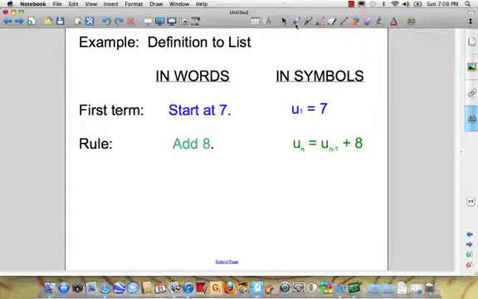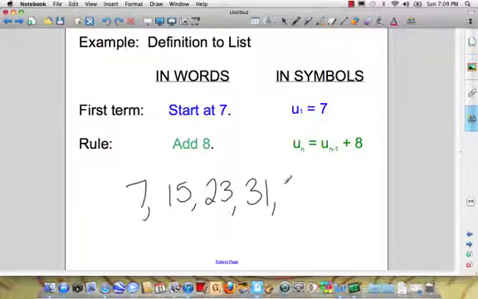Okay, from that we should be able to write a list. So I'm going to write the first, let's say, 6 terms of the sequence. Well, where do I start? I start at 7. What do I do? I add 8. 7 plus 8 is 15. 15 plus 8 is 23. 23 plus 8 is 31. 31 plus 8 is 39. 39 plus 8 is 47. And you could keep going as far as you wanted. I'll just put 3 dots, which means "and so on."